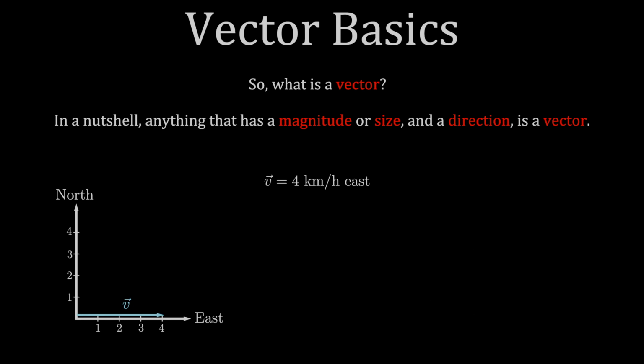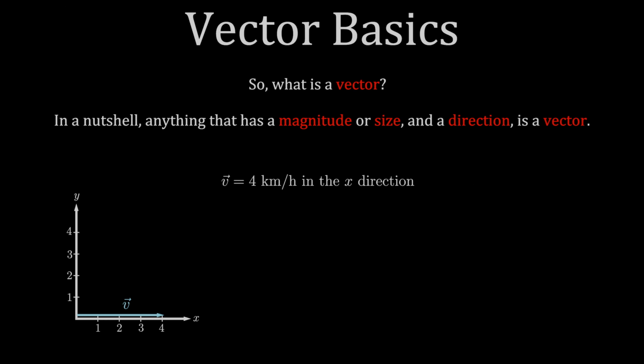We aren't always talking about east or north, though, so we usually label our coordinate systems more generally. For 2 dimensions, we use x instead of east and y instead of north. Now, if we wanted to write out our velocity vector in this more general coordinate system, we might try something like this. Vector v is equal to 4 kilometers per hour in the x direction. But this is a lot to write every time, so mathematicians came up with shorter notations for these things.